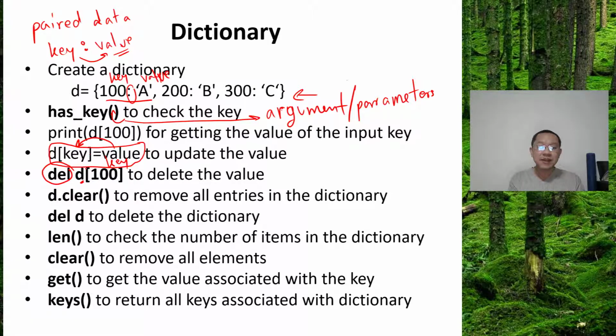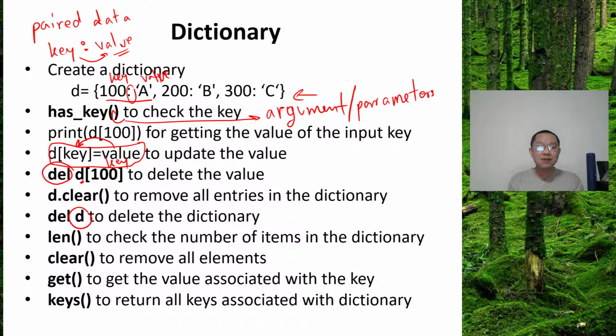So what does this mean? This means please delete the value corresponding to the key of 100. You can also remove all entries inside the dictionary to create an empty dictionary. You can delete an entire dictionary to get rid of it. If you don't want this dictionary anymore, just del it. You can check the length of the items in the dictionary. You can clear all elements with the clear function.